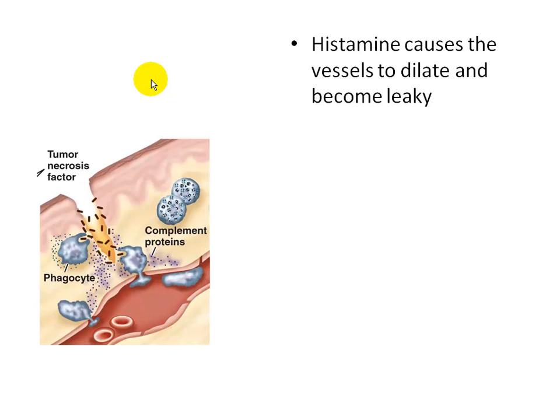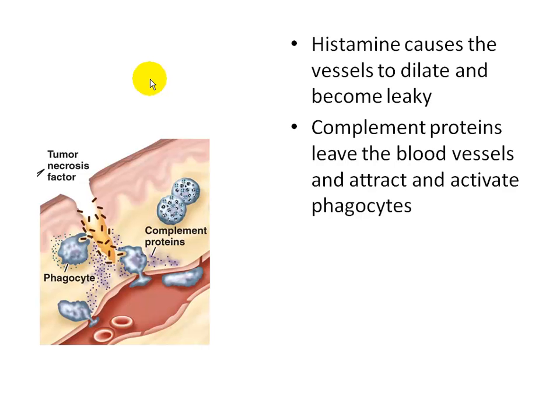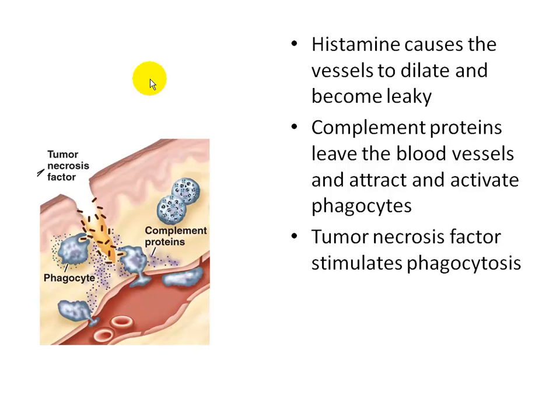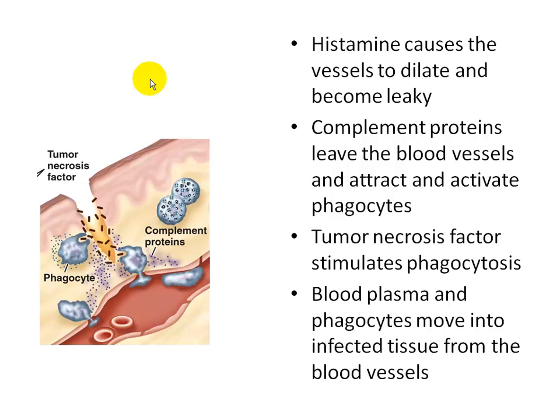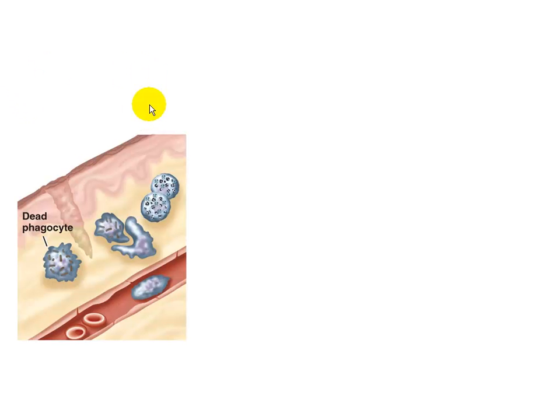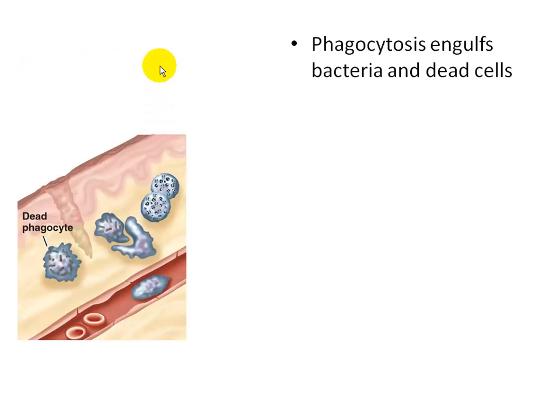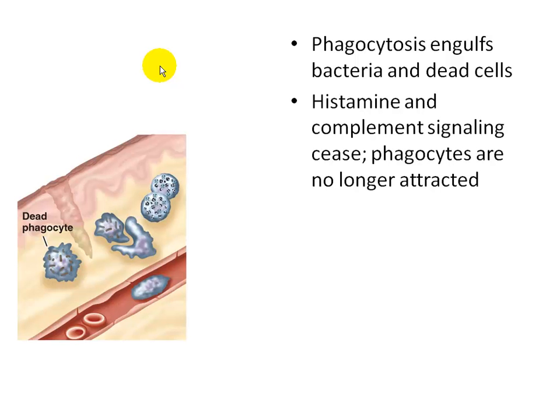Histamine that was released is going to cause the vessels to dilate, and so the blood vessels become leaky. And then complement proteins are going to leave the blood vessels because they're leaky, and they will attract and activate phagocytes to that area. Tumor necrosis factor is going to be released, that signal, and that's going to stimulate phagocytosis. So we're going to get the pathogens there. The blood plasma and the phagocytes will move into the infected tissue from the blood vessels.